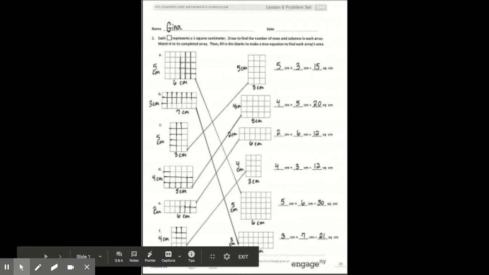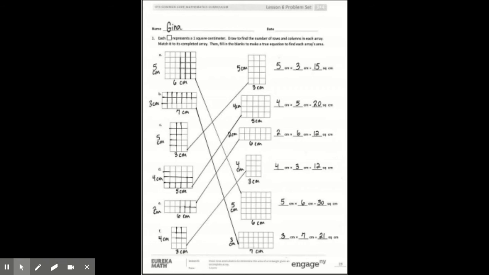So we are going to be going over your problem set for Module 4, Lesson 6, and you will find this in your workbook on pages 167 and 168. So if we look at our workbooks, what you are asked to do is to draw the number of rows and columns in each array and match it to its completed array. Then fill in the blanks to make a true equation to find each array's area.